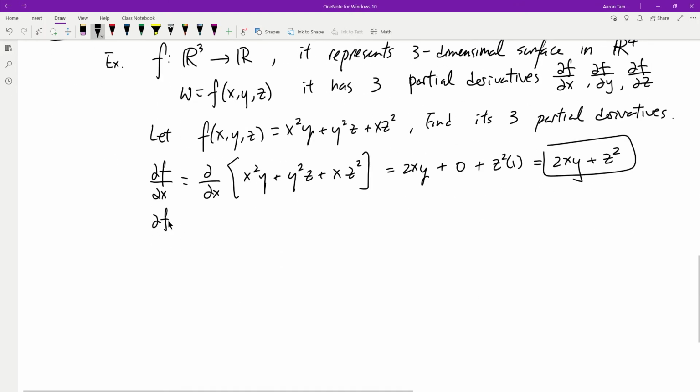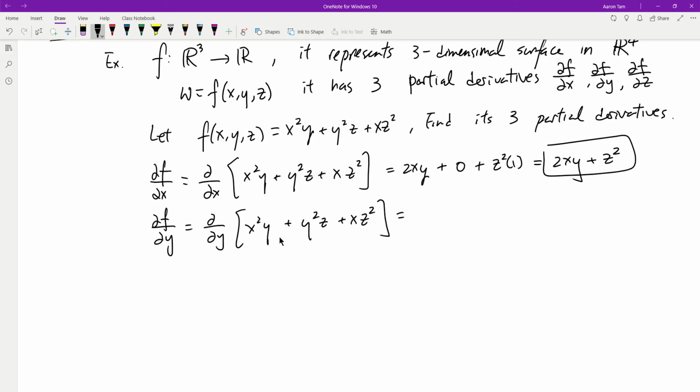All right, let's do the other one. df over dy. So therefore, it's d over dy of x squared y plus y squared z plus xz squared. So x squared y, when I differentiate, the x squared stays, and I just differentiate y, which is 1, so it becomes x squared times 1, plus y squared z, z stays because z is a constant, so I differentiate y squared, which is 2y, so it becomes 2yz, plus xz squared has no y involved. That means the entire thing is a constant. That gives a 0 derivative. So it becomes x squared plus 2yz.